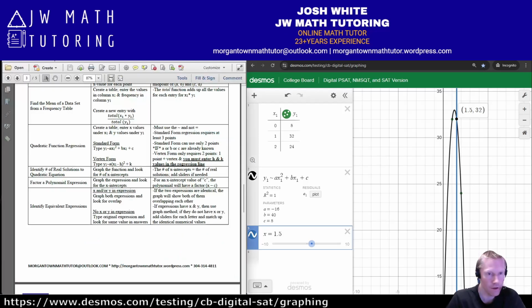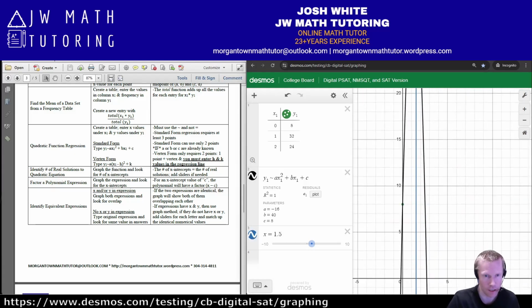All right, now something else related to quadratic functions, and the next intermediate skill I want to talk about, is identifying the number of real solutions to a quadratic equation. This is basically the process of graphing the function and then looking for the number of x-intercepts. The number of x-intercepts is the number of real solutions. If it crosses the x-axis twice, the equation will have 2 real solutions. If it just touches it once, then it'll have 1. If it does not cross it at all, then it has 0 real solutions.